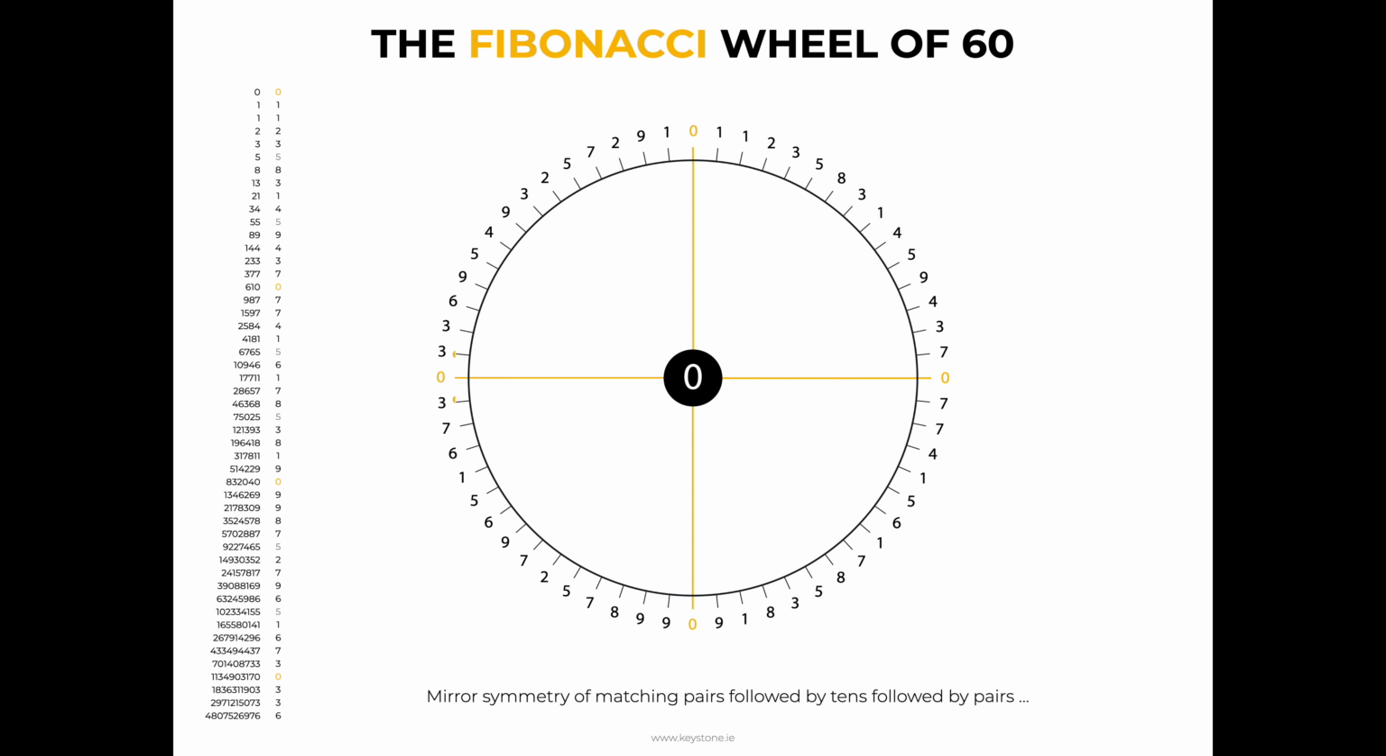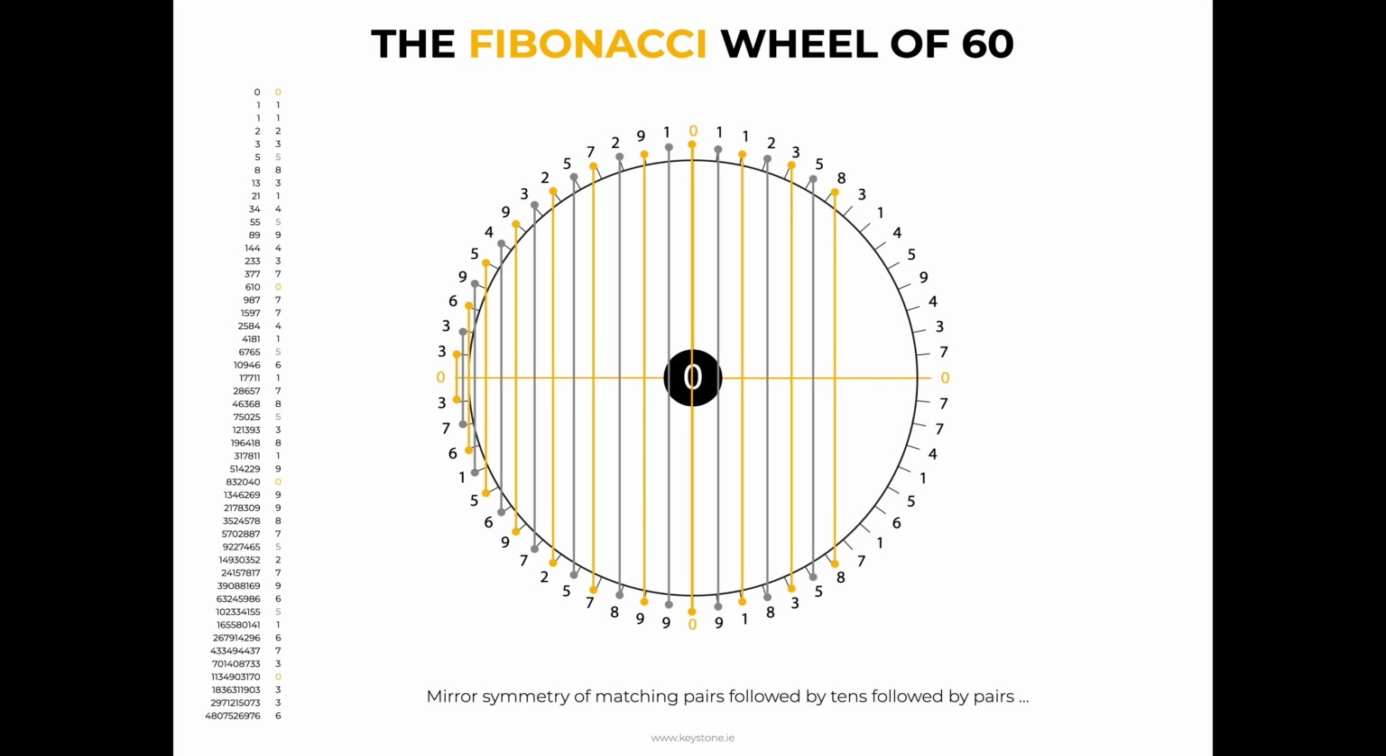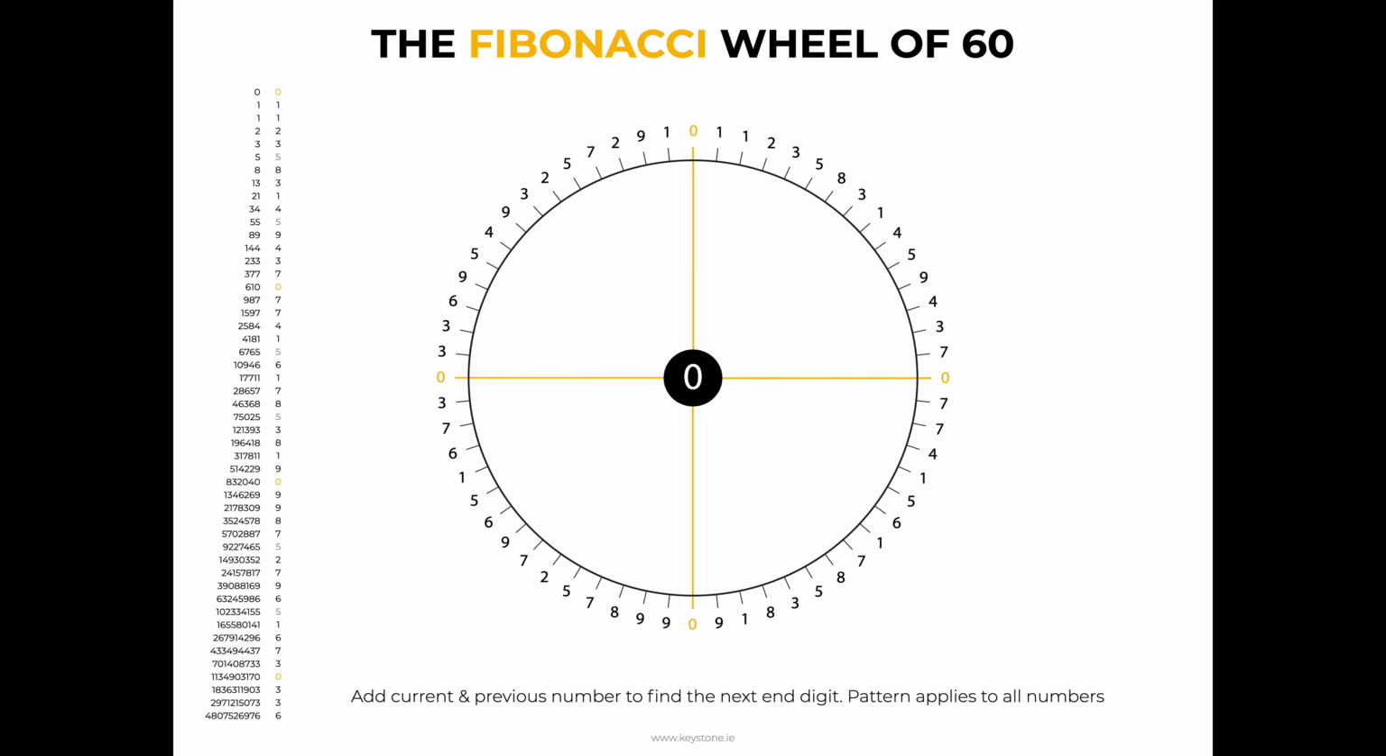The mirror symmetry is also found vertically. Pair of 3s, 3 plus 7, 10. Pair of 6s, 9 plus 1 is 10. So these wheels are beautifully symmetrical. And you'll notice how the wheel of 60 and the wheel of 24 have very similar patterns going on. There's also a Fibonacci style wheel within this wheel.